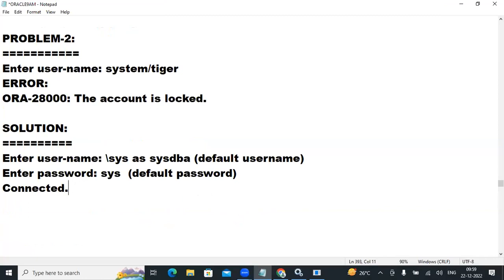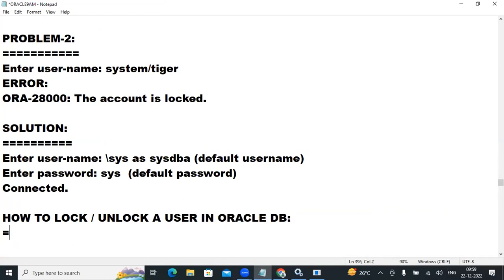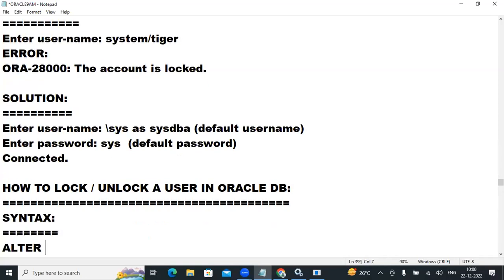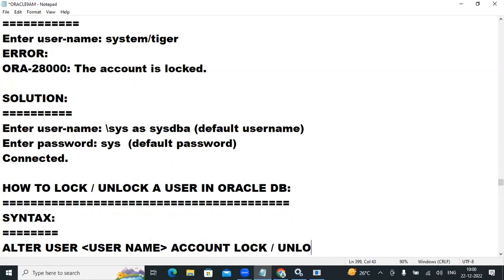So connected successfully. After that, there is some syntax. Okay, the syntax is what now? How to lock or unlock a user in Oracle database. And what is the formula? The formula means syntax. I'm using the alter command: alter user, and give your username, the user account you want to unlock or lock. And after that, account, and here you have options. Either you can do lock, otherwise you can do unlock.